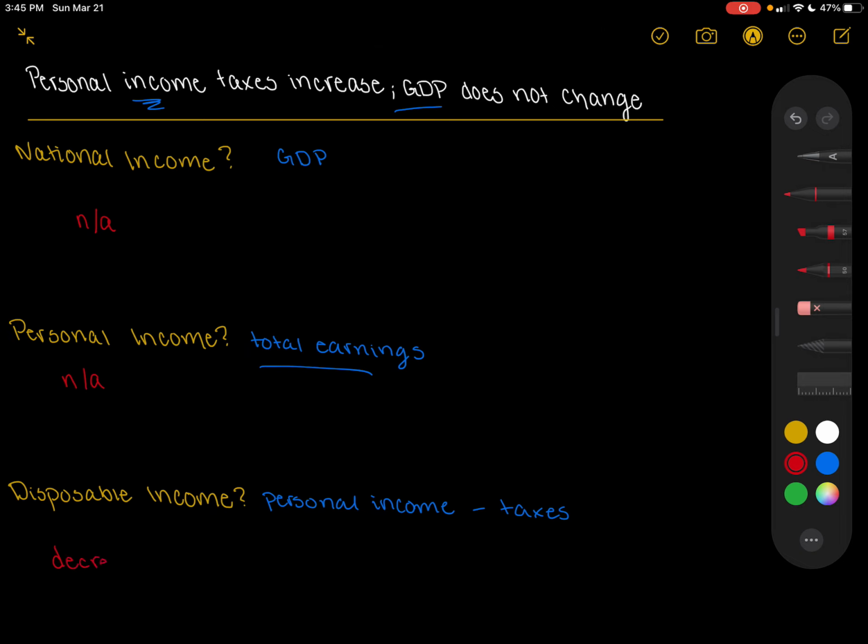And it's going to decrease by whatever amount those personal taxes were increased by, right? Because if these taxes over here, the personal taxes somebody pays, if that increases, we're going to see a decrease in disposable income. Now, if somebody is able to pay less in taxes, well, then they're going to end up with more disposable income. But in this case, because taxes were increased, we're going to see a decrease in disposable income.